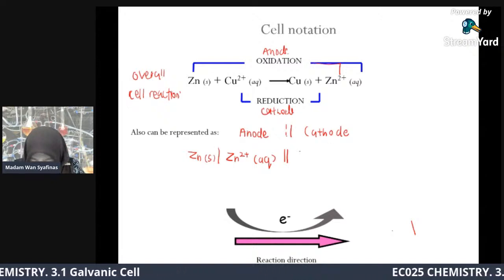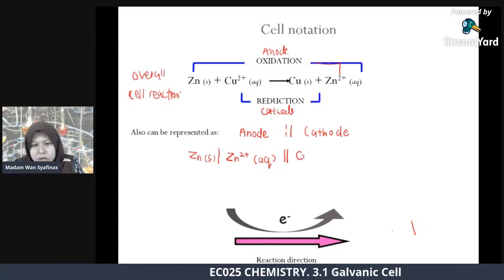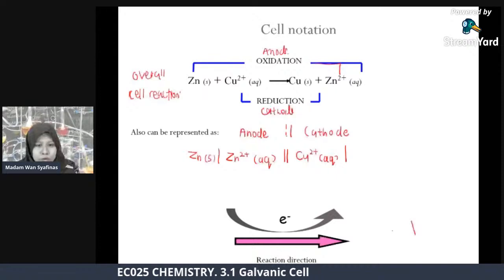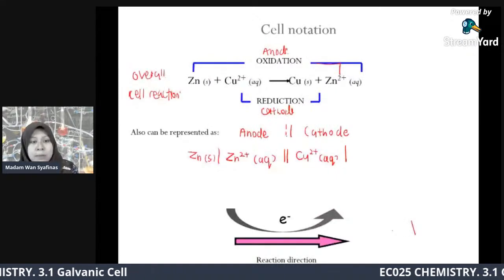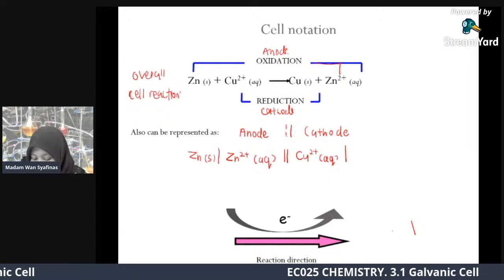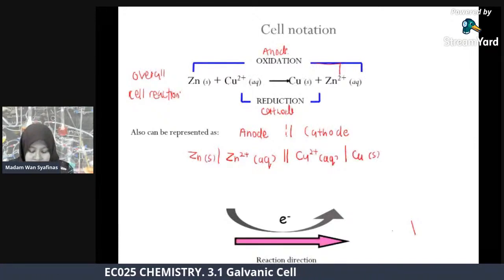So for the cathode we start with copper 2 plus aqueous. The phase boundary is to differentiate between two phases, because solid and aqueous are different phases, so we have to put the phase boundary. So we have copper solid. Okay, this is how to write the cell notation.